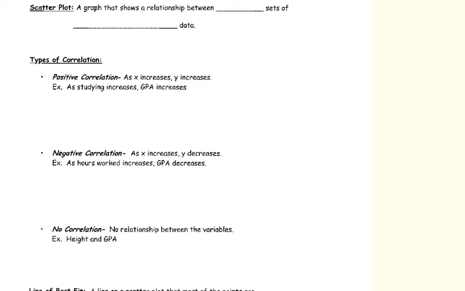So first, let's define what a scatter plot is. It's a graph that shows a relationship between two sets of numerical data. A scatter plot can have three types of correlation. We can have positive correlation, which is when as the x data increases, the y data increases, or vice versa: as one decreases, the other one decreases. A lot of times that looks like this: you have all of these points and they're slowly rising together. An example of that is as studying increases, your GPA, your grades, are going to increase also.